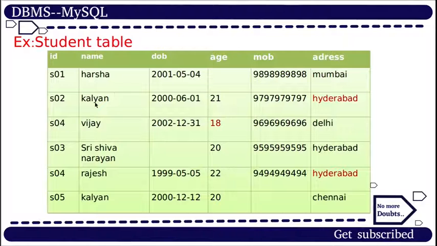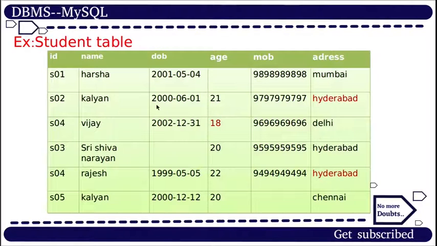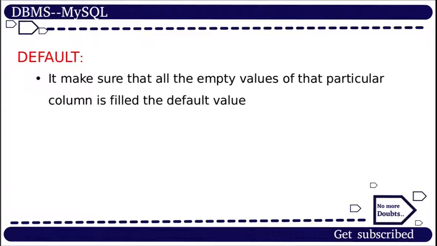If you see this table here, for the attribute age, we have values 21, 18, 20, 22, 20, but we said age is greater than or equal to 20. We made a check constraint here, so when you are entering these data, there will be no error. But with this data, when you enter age as 18, it shows an error. That's the use of check constraint. And next we will see what is default constraint.